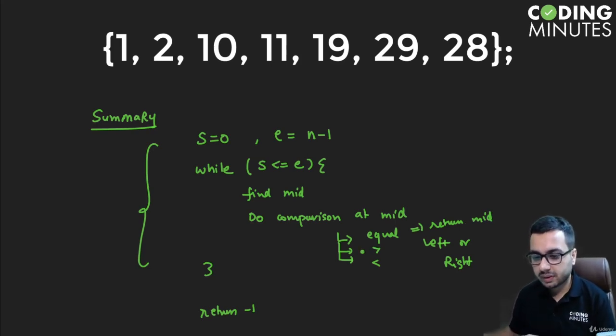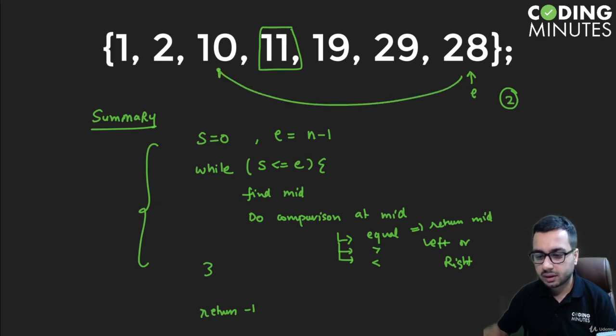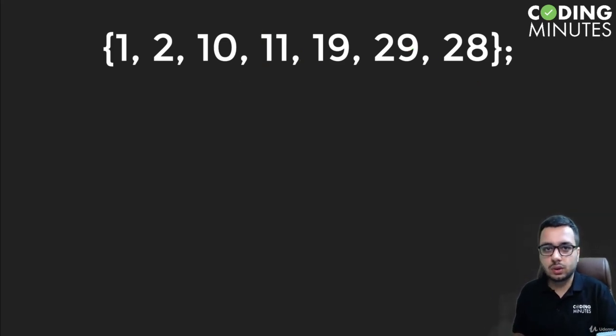If the midpoint is greater than what is expected, say we are looking for 2, then we will move end from here to here, that means end moves to mid minus 1. But if we are looking for 19 and the element is greater, we will move our start to mid plus 1. That's what we are going to do. So let's see the code in the next lecture.